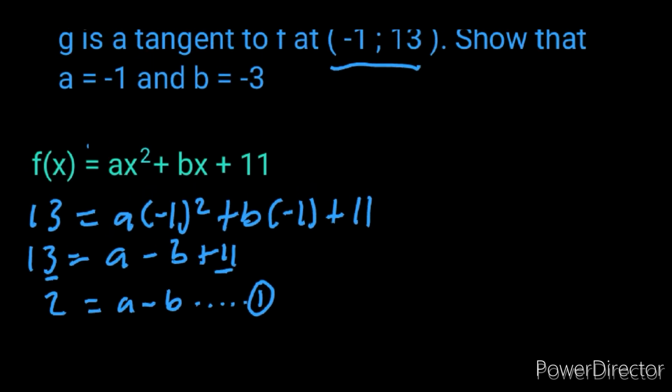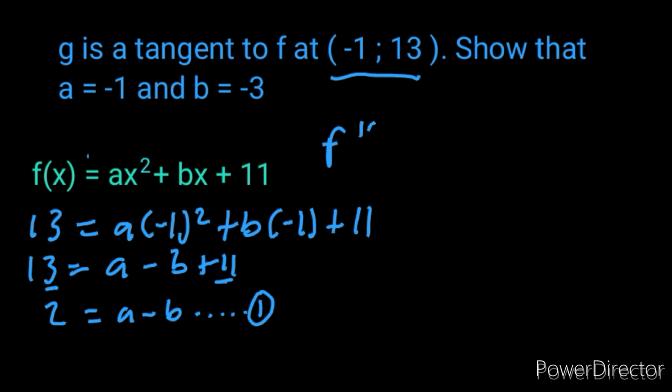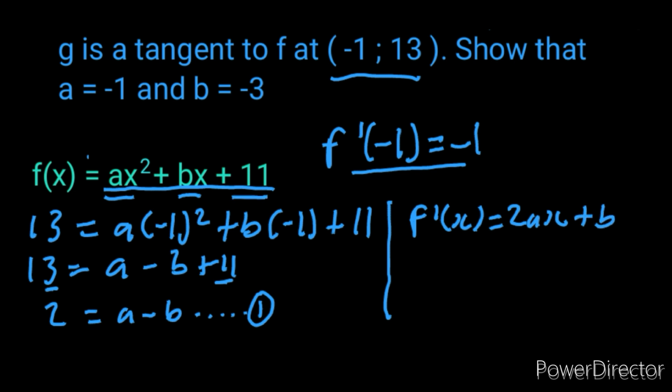So we're going to substitute this information into the derivative of this graph, since this pertains to the derivative. So we're given that the first derivative when x is -1 is -1. So before we substitute this information, we have to differentiate this equation. So when we differentiate this, we get f prime x equal to, when we differentiate the first part, we get 2ax. Differentiate the second part, we get plus b. And this part obviously disappears.